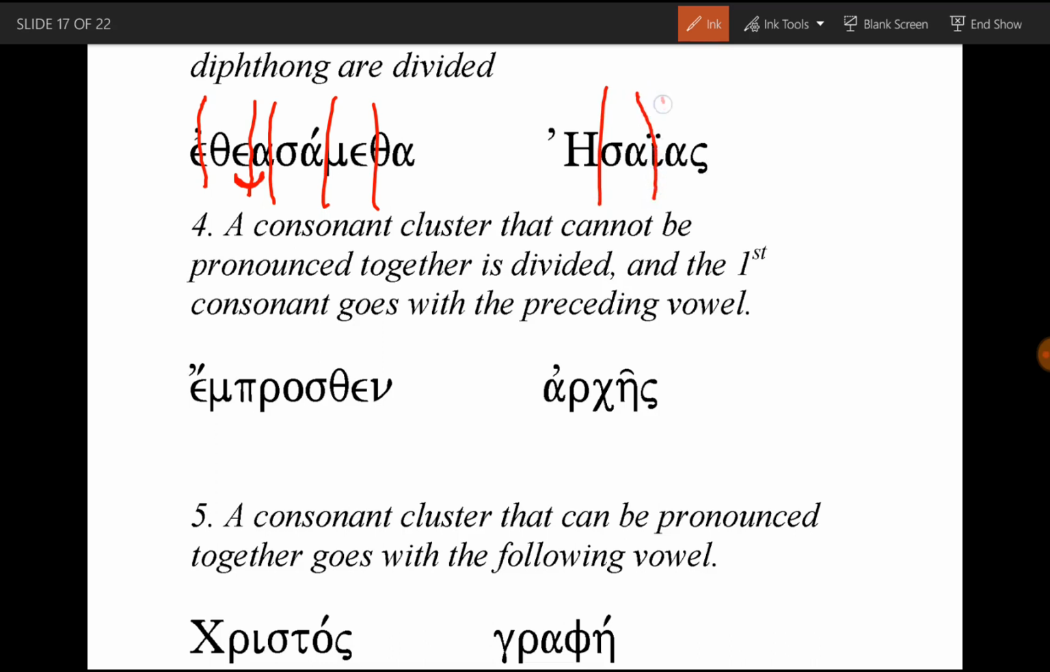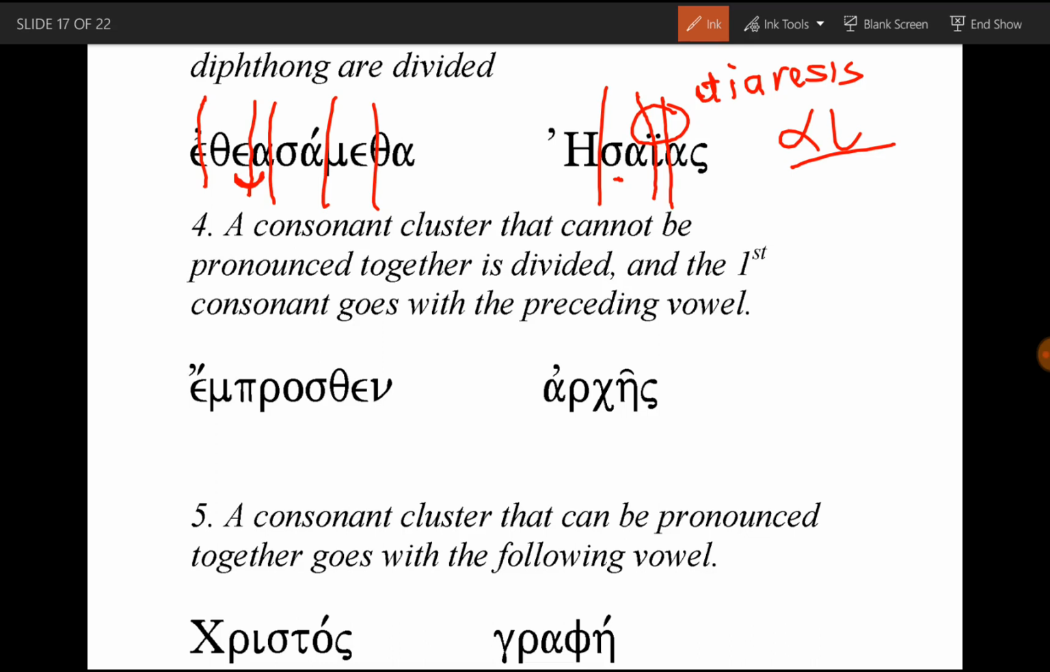Now, sa, ias. Sorry, this is divided. This alpha iota is usually a diphthong, but you have this diacritical mark. You have that diaresis. Remember that? It's called a diaresis. That means that what's normally a diphthong should not be pronounced as one, but separately. So a-sa-ias. A-sa-ias. That's Isaiah.